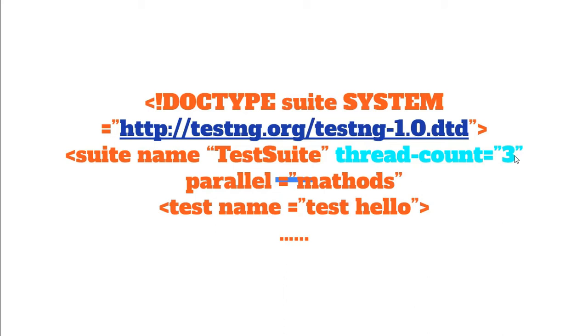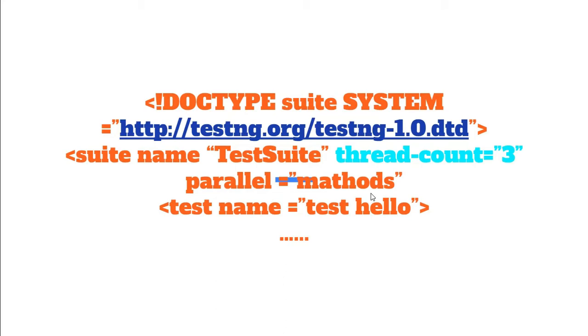Here the parallel value is methods. So the test cases can run the parallel methods, not for any classes, not for any instances, but only the parallel methods.